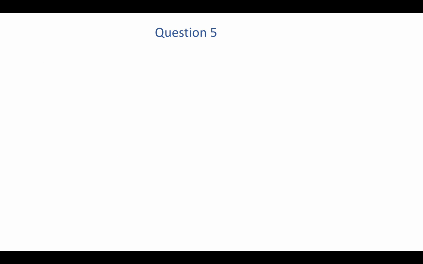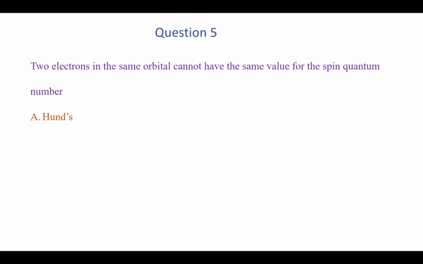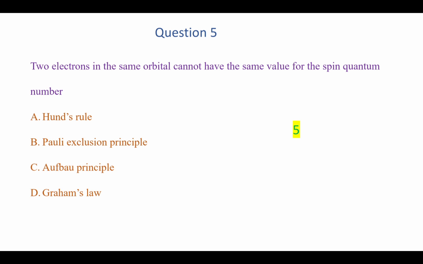Question 5. Two electrons in the same orbital cannot have the same value for the spin quantum number. Hund's rule, Pauli exclusion principle, Aufbau principle, Graham's law. Your time starts now. Alright, the correct answer is Pauli exclusion principle.